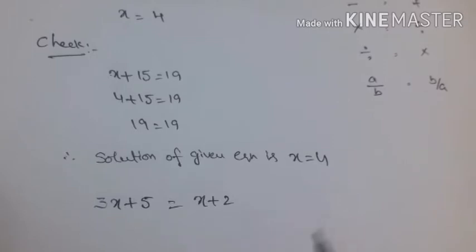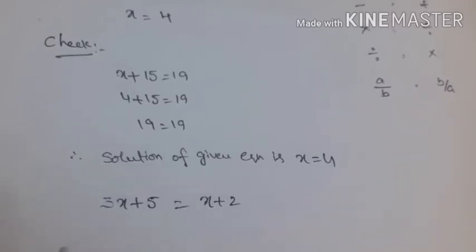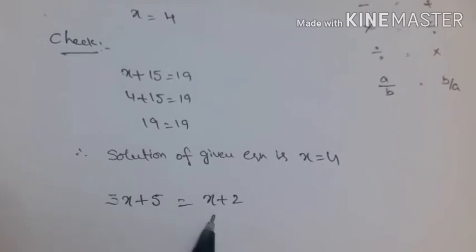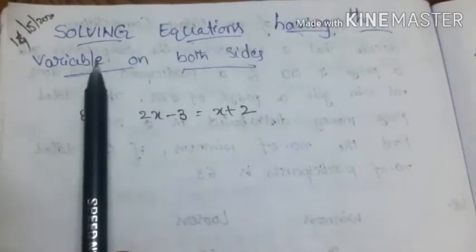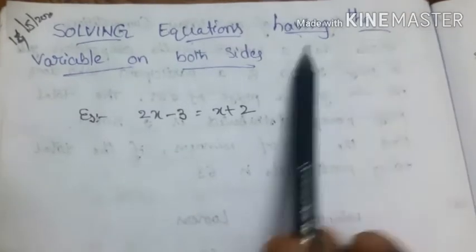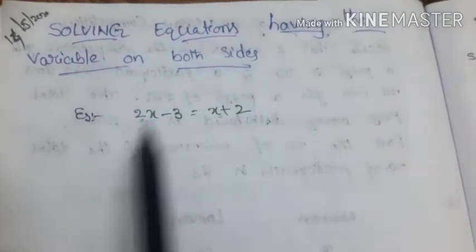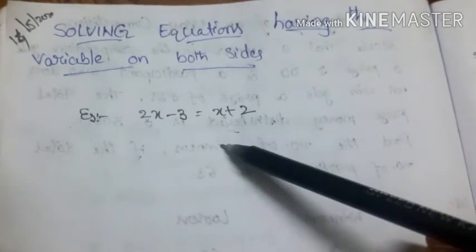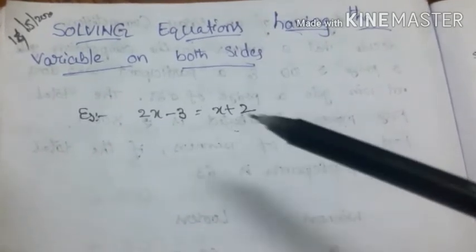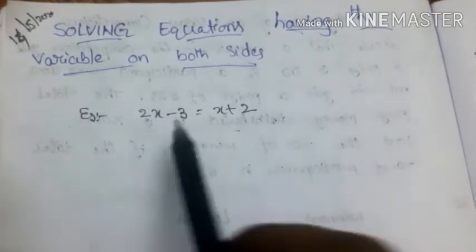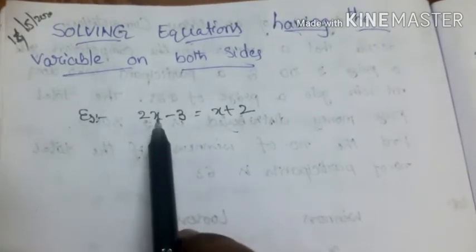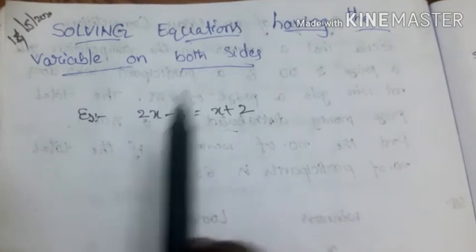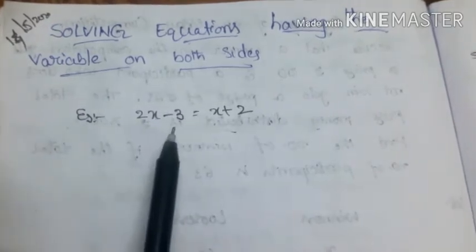We now discuss how to solve such equations having variables on both sides. So today we will learn solving equations having variables on both sides. For example, 2x minus 3 is equal to x plus 2. Is it a linear equation or not? Yes, it is a linear equation. How can you say this is a linear equation? What is the power of x? 1. Here also 1. So the highest power is 1, so it is a linear equation.